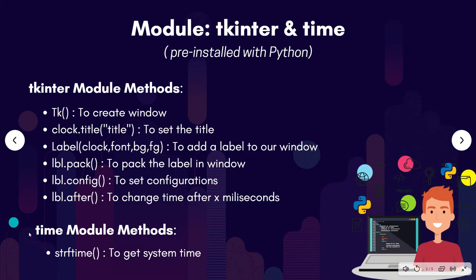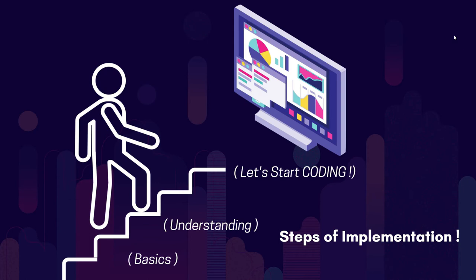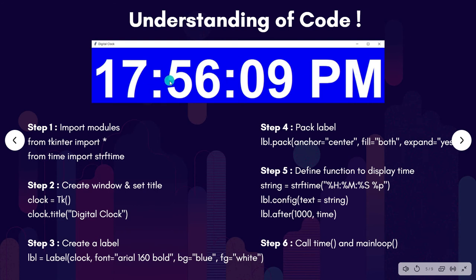And then we are also going to use the time module to access the time of the system. So to do that we are going to use the strftime method to get the system time. First let's see the steps of implementation to have a better understanding of the code. So this is the digital clock we are going to build by the end of this project.